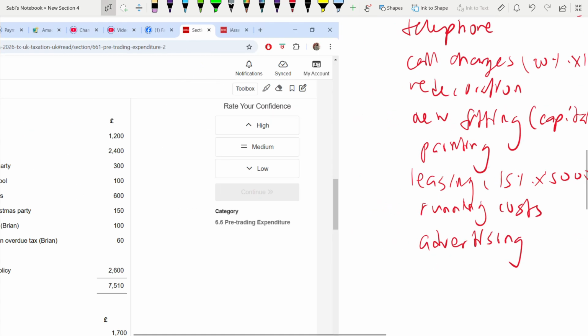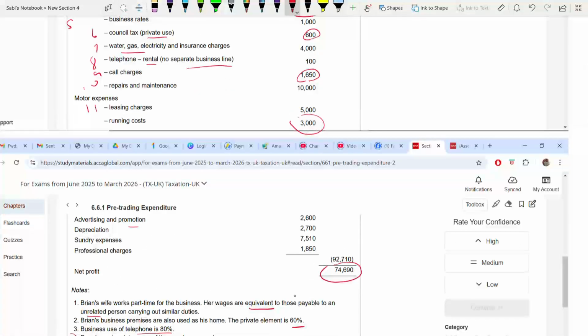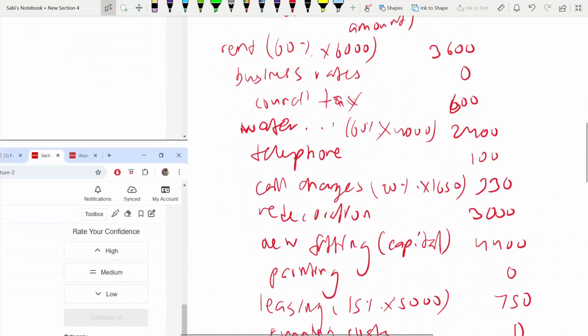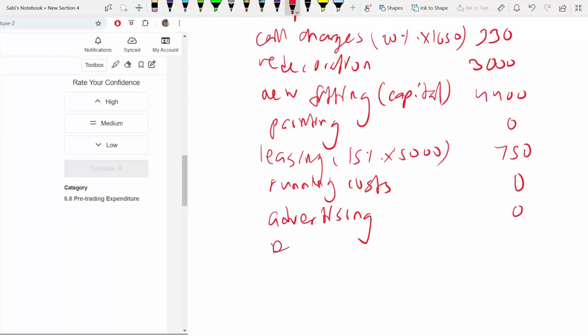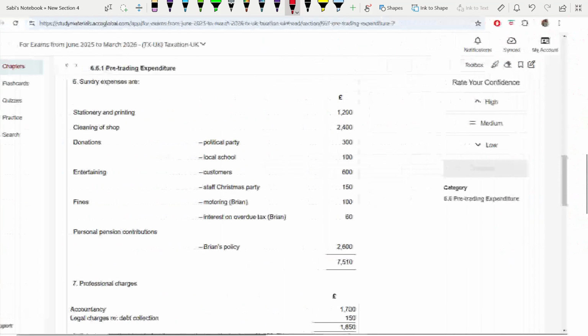Next expense is your depreciation. So depreciation is disallowed, 2700, disallowed. Add back $2,700. Next, we have the donations under sundry expenses.